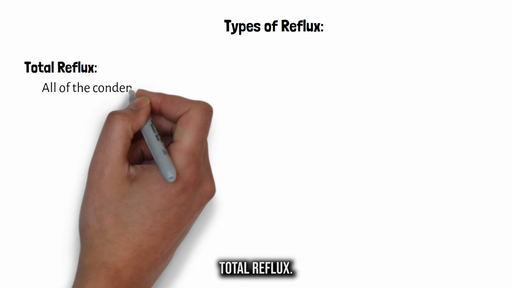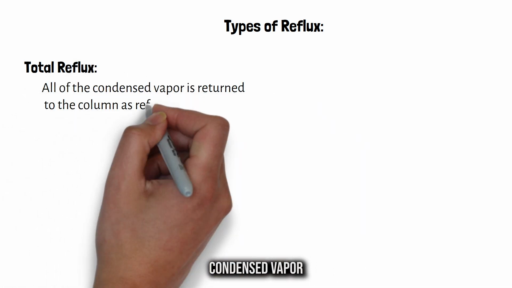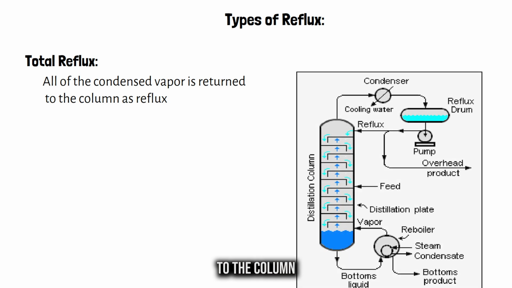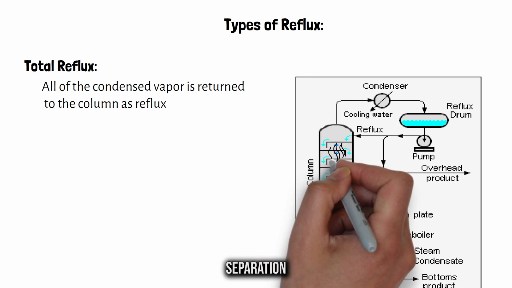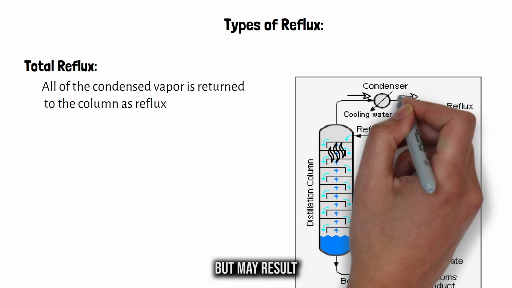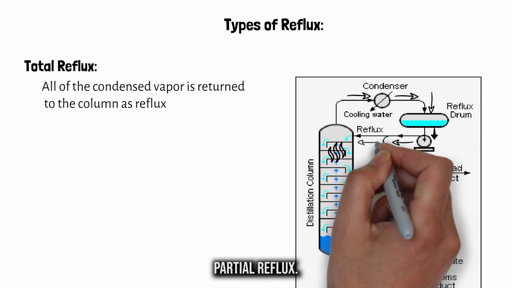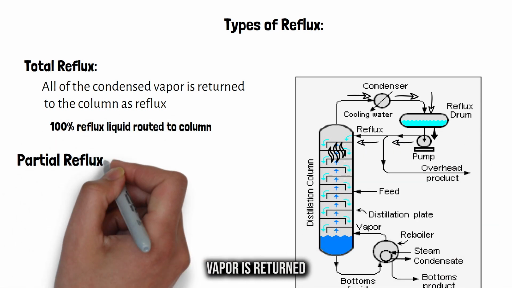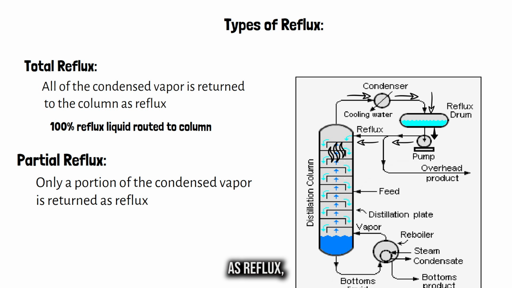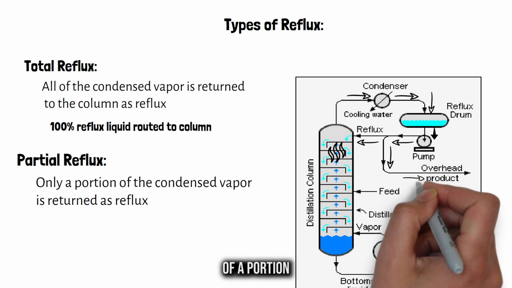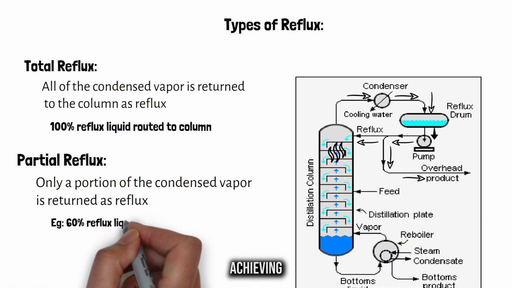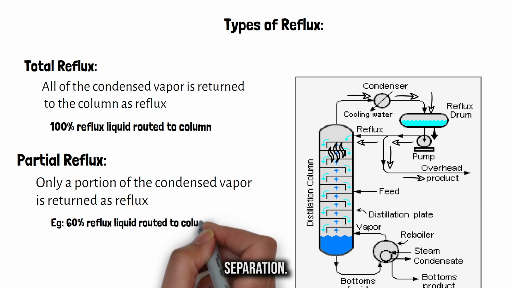Total reflux. All of the condensed vapor is returned to the column as reflux, which maximizes separation but may result in lower product recovery. Partial reflux. Only a portion of the condensed vapor is returned as reflux, allowing for the collection of a portion of the product while still achieving effective separation.